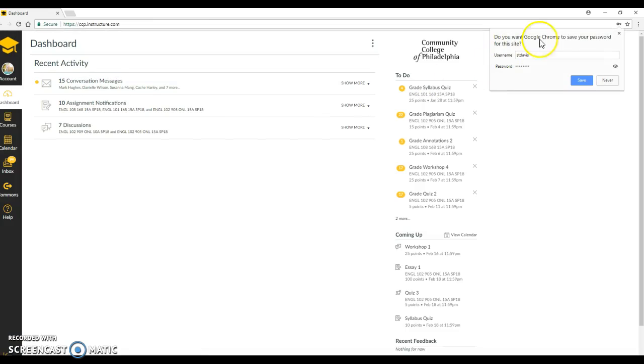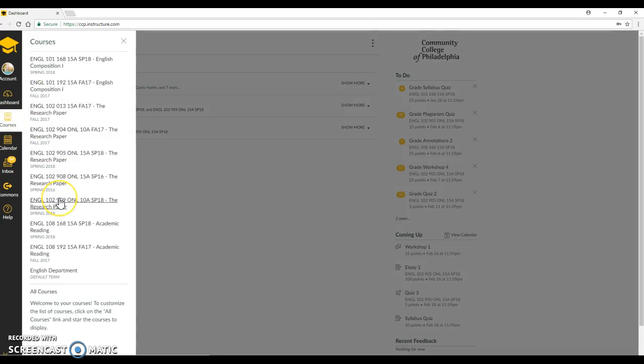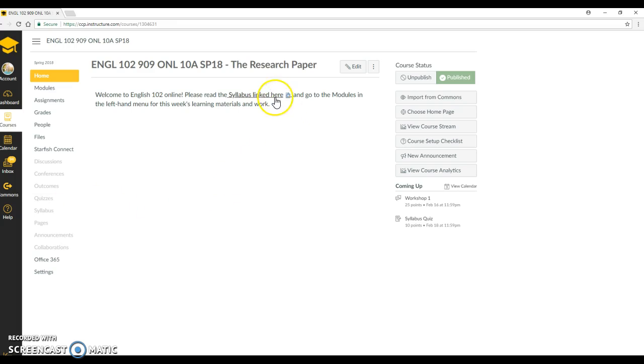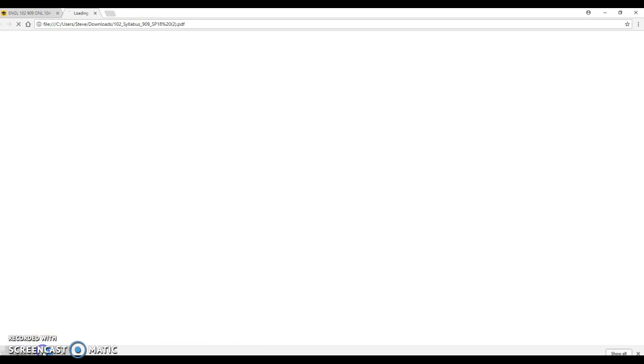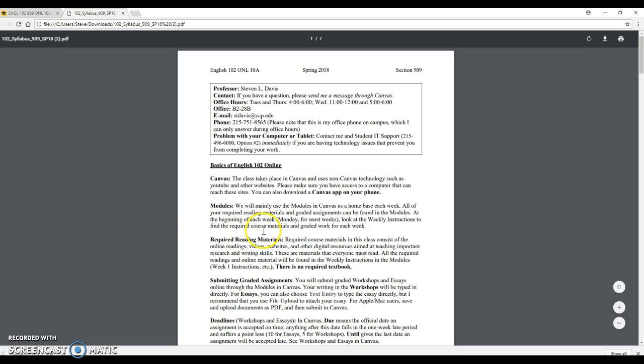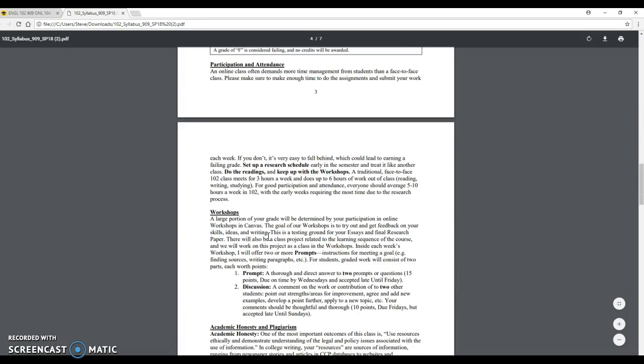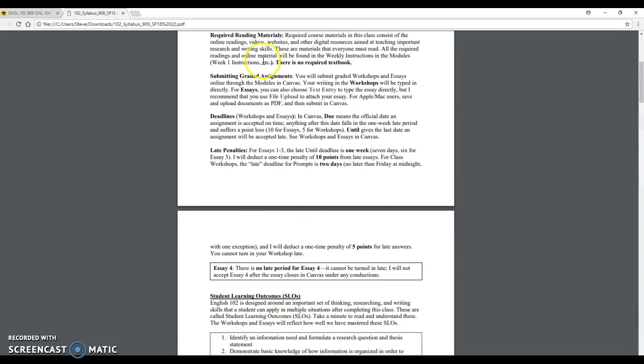Once you log into Canvas, you want to go over to Courses, pick Our Course. The first thing you want to do is read this syllabus right here. Read the whole thing closely. There's going to be a syllabus quiz later this week.